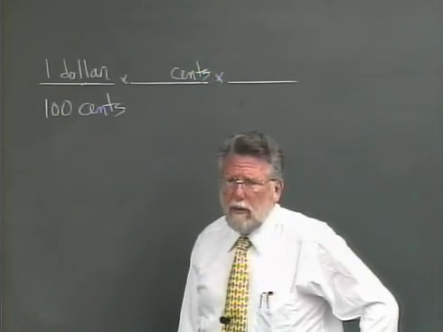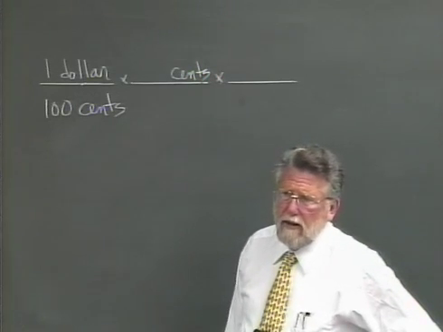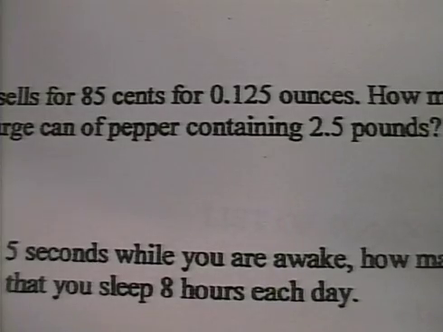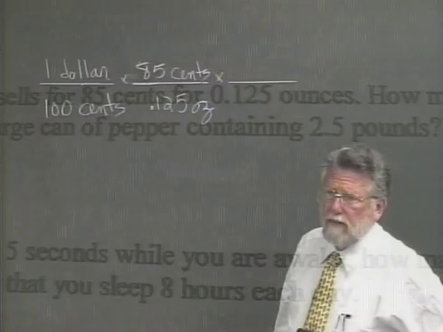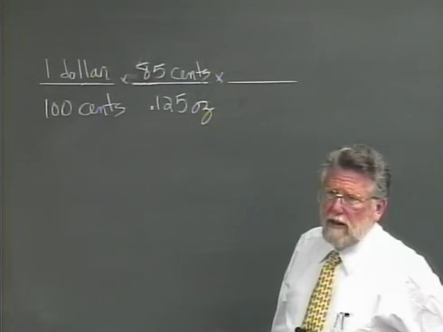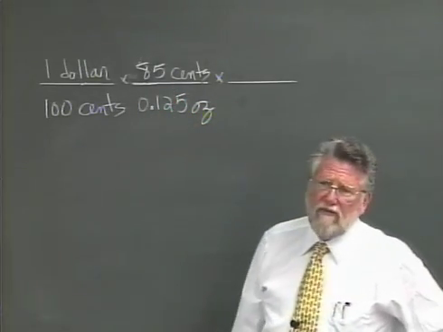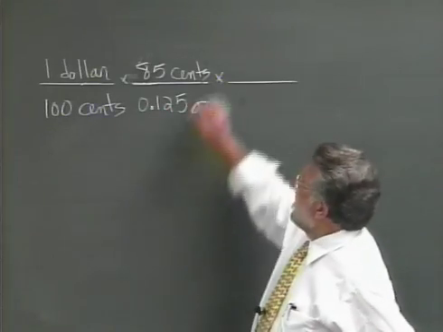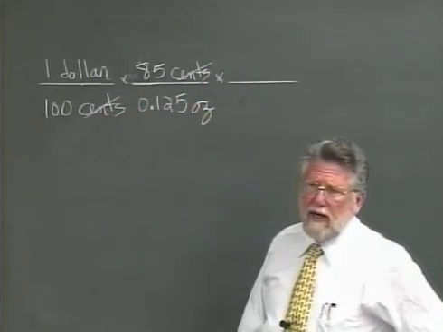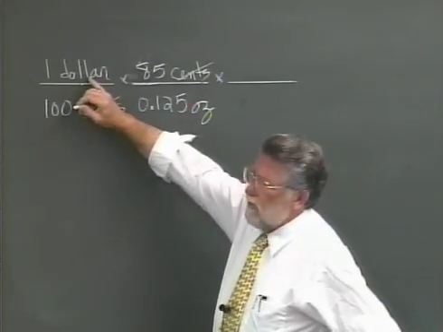Now I need something from the problem, so back to the document cam. That's 85 cents. And the bottom is 0.125 oz, right? So let's look at what we have on the board. 85 cents, 0.125, and you can put the 0 there if you want. What should I do before I go to the next fraction? Cancel cents, make sure that the only thing I have left at the end is dollars.